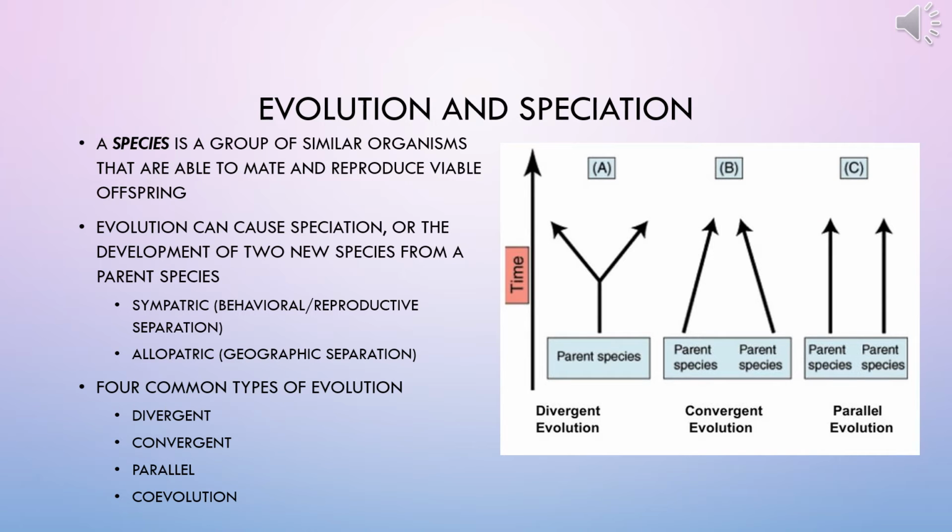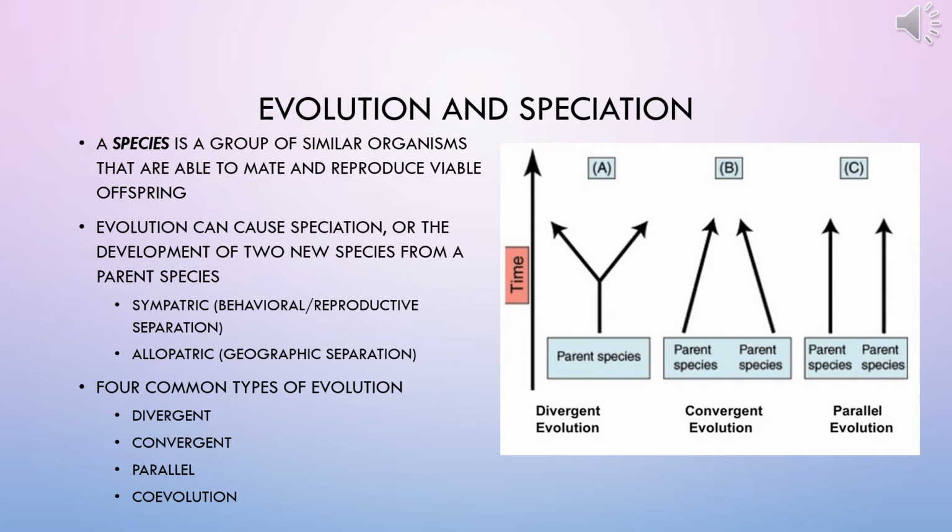So now that we've understood how natural selection occurs and what a fit organism is, let's talk about how evolution and natural selection impact a species. A species is a group of similar organisms that are able to mate and reproduce viable offspring. Remember, the viable offspring is identified as an offspring that can survive to adulthood and reproduce on its own. If an organism cannot survive to adulthood and cannot reproduce, it is not considered a viable offspring.